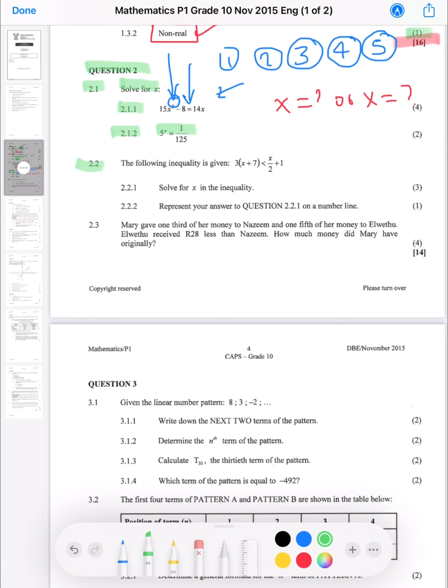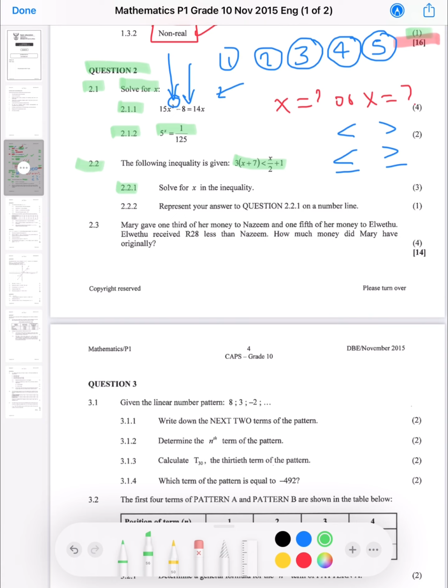2.2, the following inequality is given. So can you see, you are now dealing with an inequality. So it's more like, firstly, you dealt with expressions which don't have an equal sign, and now you've dealt with equations. So we are now on inequalities. How do you notice an inequality? It's a maths problem that has this sign. It's either less than or equal to, greater than, or greater than or equal to. These are what we call inequalities. So you need to deal with them accordingly. Massively important.